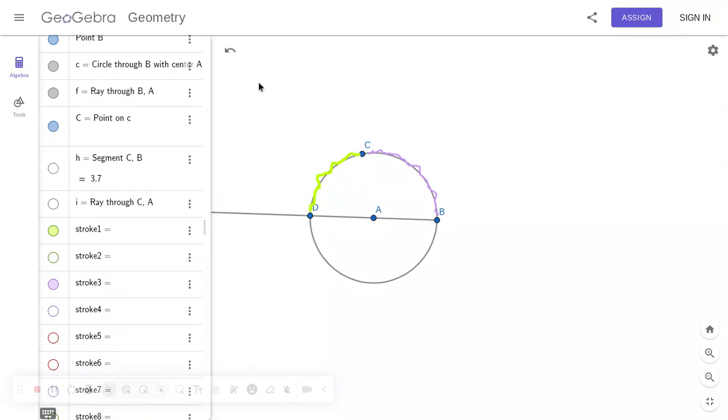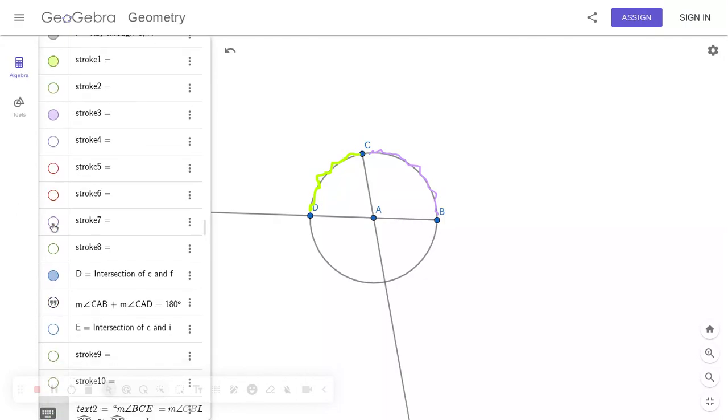I have colored in one of them a little bit green, one of them a little bit purple, and we can see that because they're above the diameter and they're half of the circle, these two pieces of arc add up to 180 degrees. In fact, the purple arc has the same degree measure as the purple angle CAB. So the measure of the minor arc CB is the same as the measure of the angle CAB.